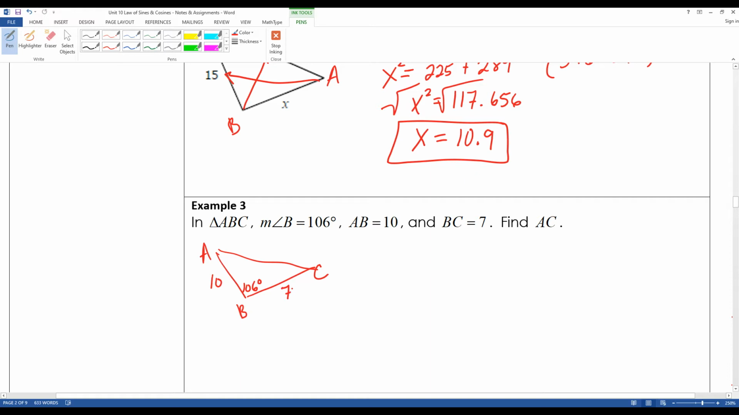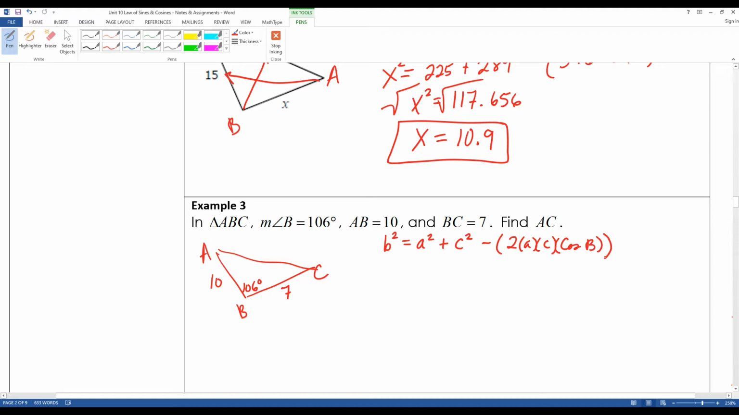Can I use law of sines? No, I only have one angle. I need two angles for law of sines. Law of sines is a lot quicker, but in this case I have B, so I'm going to use the B squared formula. B squared equals A squared plus C squared minus 2 times A times C times the cosine of B.